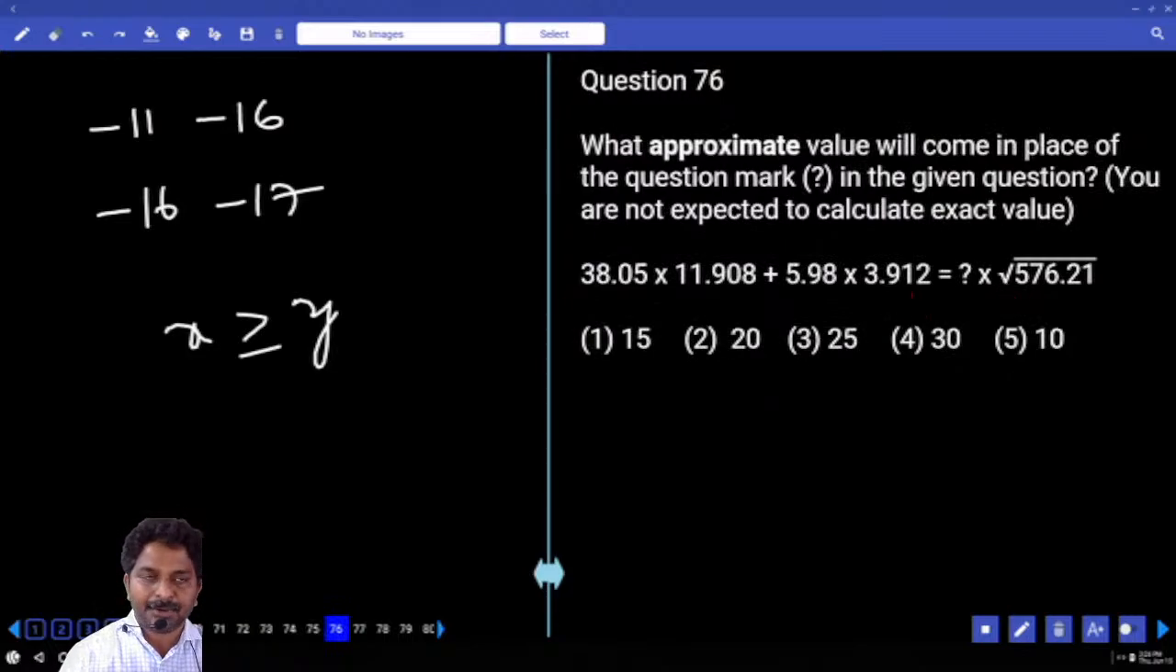Do you want me to explain approximations? Yes or no? Sure.